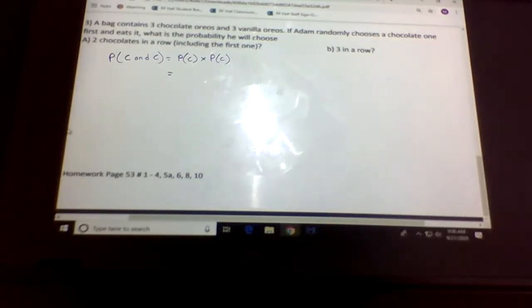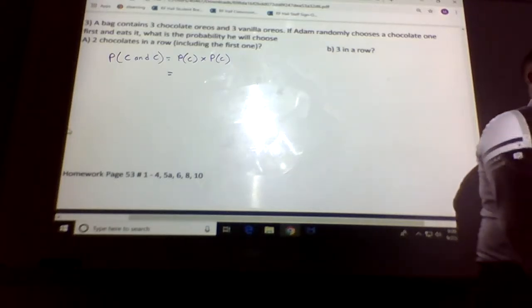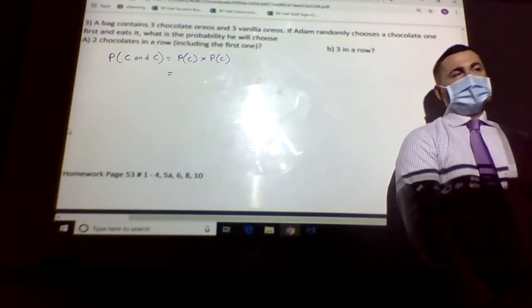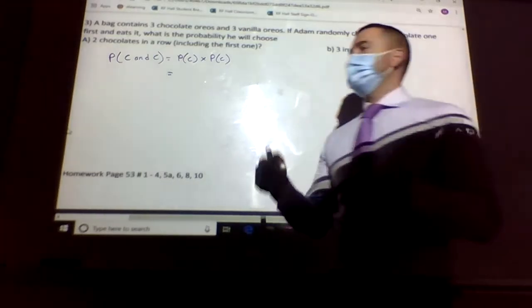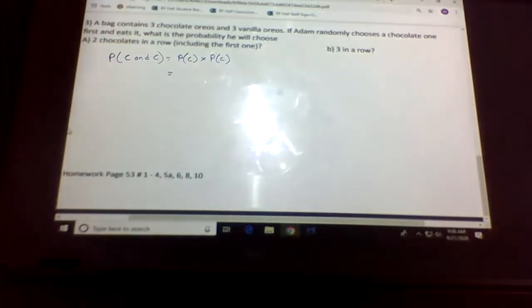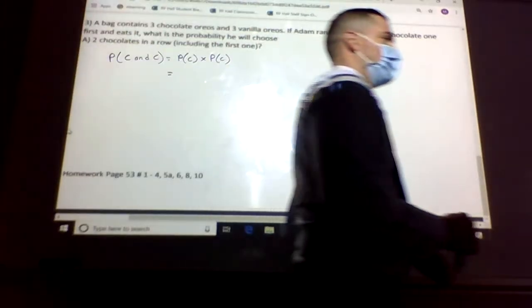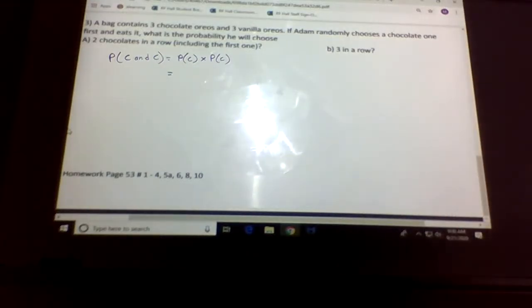Okay, so a bag again contains 3 chocolate Oreos and 3 vanilla. Adam picks out a chocolate one and eats it, and then we want to know what's the chance that he chooses another chocolate randomly. So it's 1 chocolate and then another chocolate. Okay, so it's an "and," so we have multiplication. Let's give it a minute.